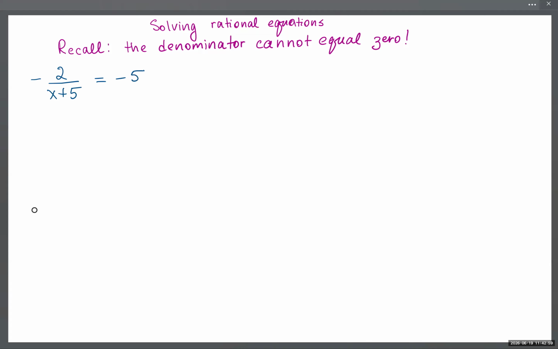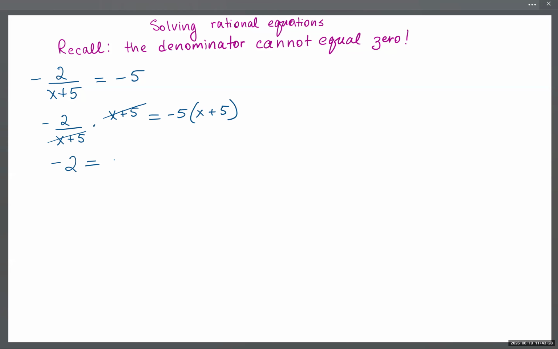So x is in the denominator. We need to bring it out of the denominator. And in order to do that, we have to multiply both sides by the denominator. So -2 divided by x plus 5 times x plus 5 equals -5 times x plus 5. So on the left-hand side, x plus 5 on the bottom and x plus 5 on the top reduce or cancel each other out. So all you have left is -2.